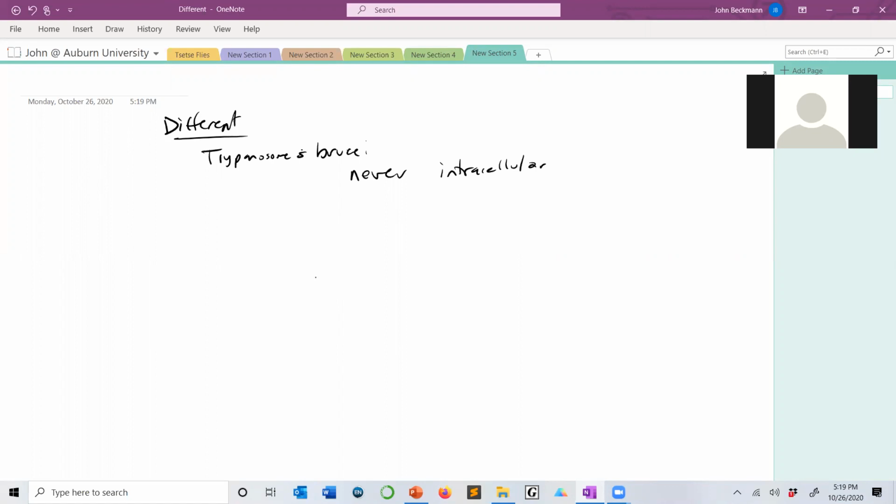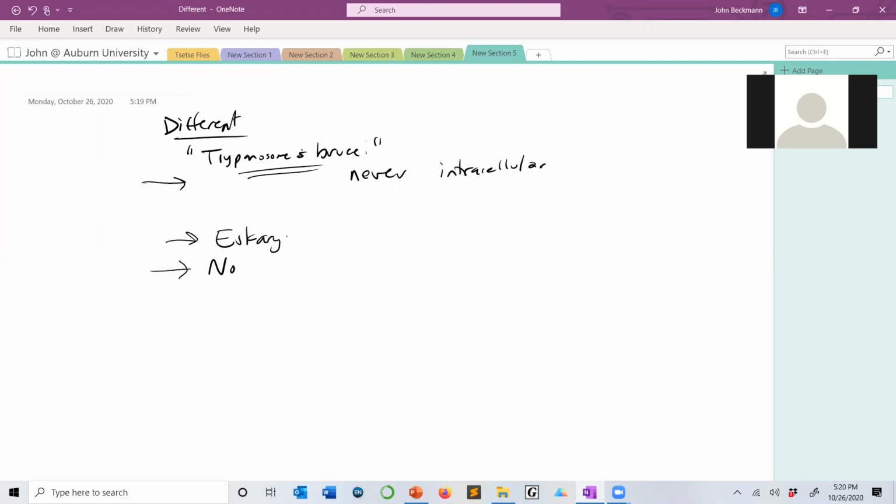Now, in Chagas disease, it will go intracellular. So this is unique to African sleeping sickness and Nagana, where they're not intracellular. Now, another unique thing about this disease that's unlike the others is, let me preface by saying it's a eukaryote.